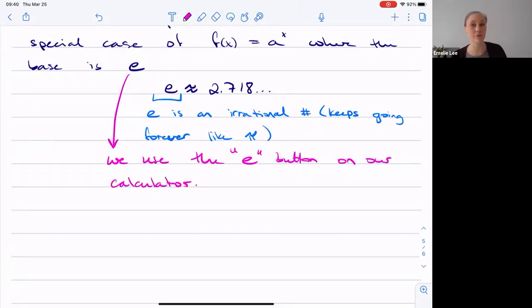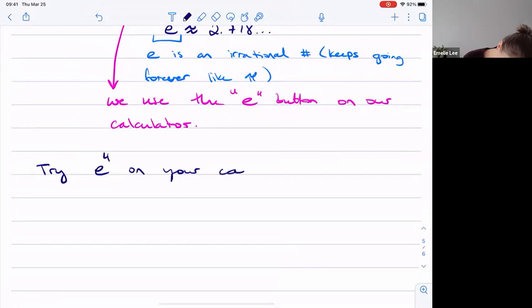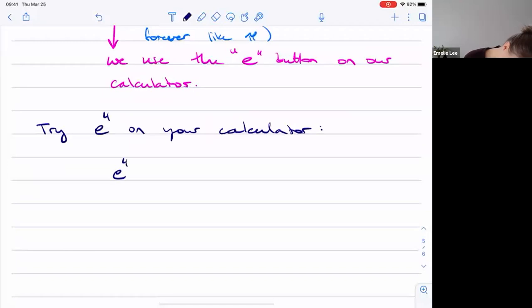Of course, if it keeps going forever and ever, your calculator is using an approximate value, but it's got it stored to some specified number of decimal places where we decide, okay, that's good enough. So try e to the power of 4 on your calculator. E to the power of 4 is going to be roughly, and let's see here.